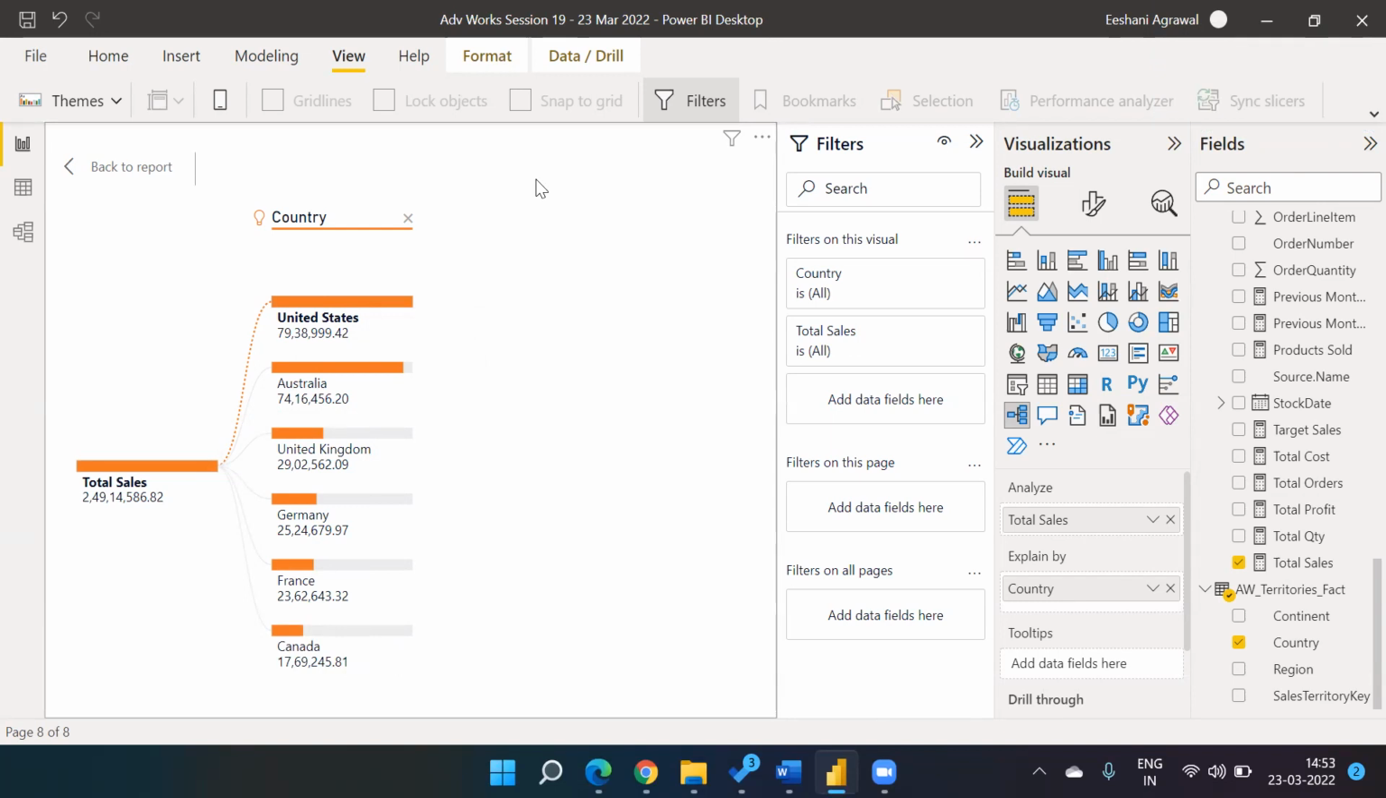Say that louder, please. Total sales is highest in United States. United States has the total highest sales, right? So that is telling us this.